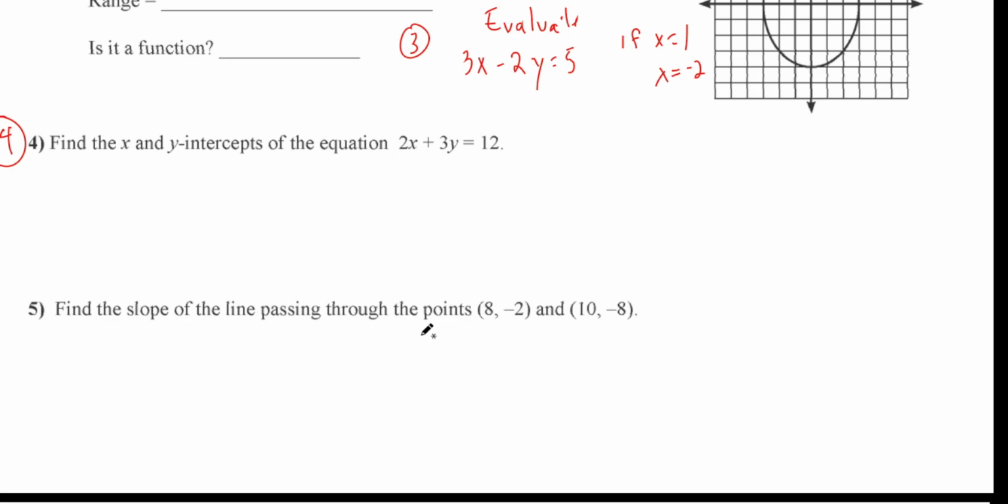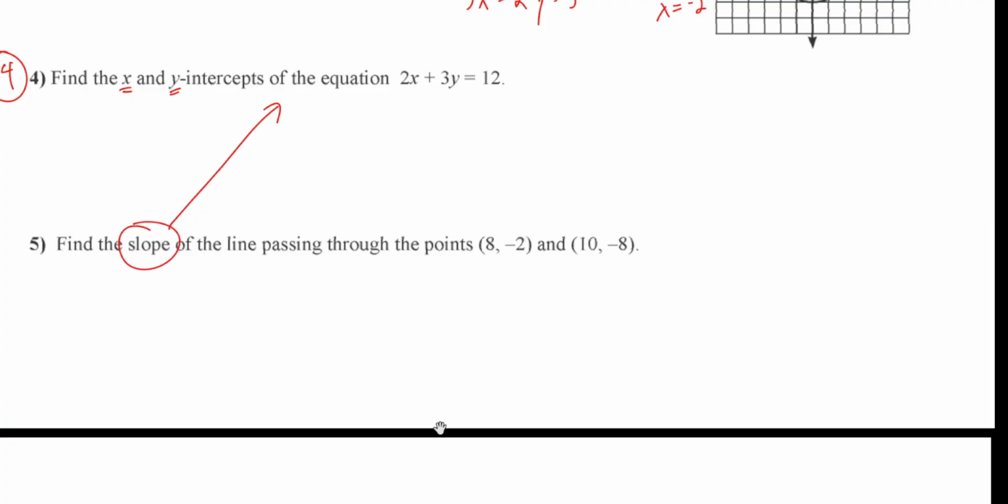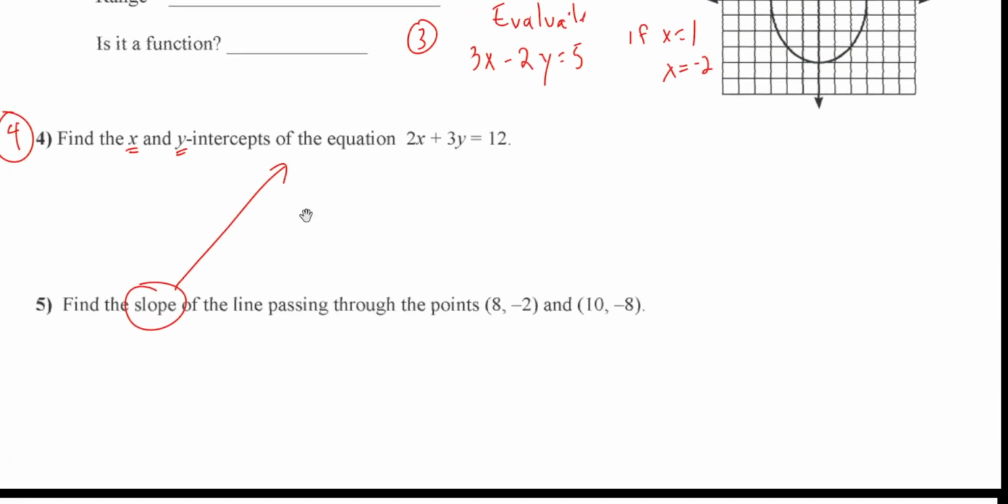I don't ask you one where I just ask you the slope. Well, actually, on this one, I do ask for the slope. So I ask for 3 things: the x-intercept and the y-intercept, and I also ask for the slope. All right, for number 4, I kind of combine those into one problem. I just want the x and y intercepts, and I just want the slope.